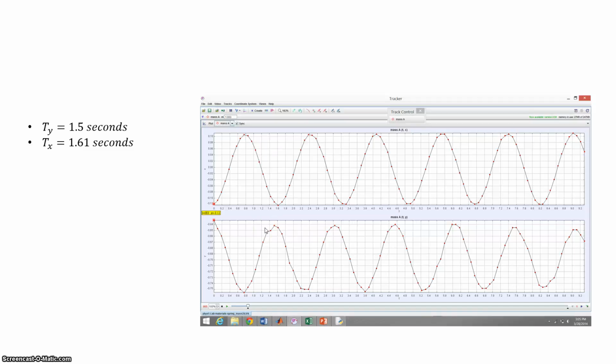Using the y period of 1.5 seconds, I got the y distance to be 0.3779 meters. And then using the x period of 1.61 seconds, I got a distance of 0.3997 meters. This satisfies my previous statement that the x distance is larger than my y distance.